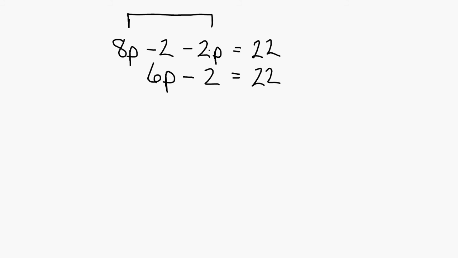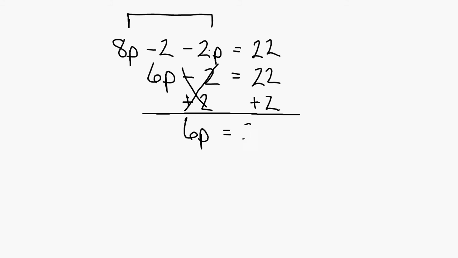And now you're left with a two-step equation, and you would add 2 to each side. These 2's will cancel each other out. The 6p falls down, and it's equal to 24. And then you could divide both sides by 6. The 6's will cancel, and p equals 4.